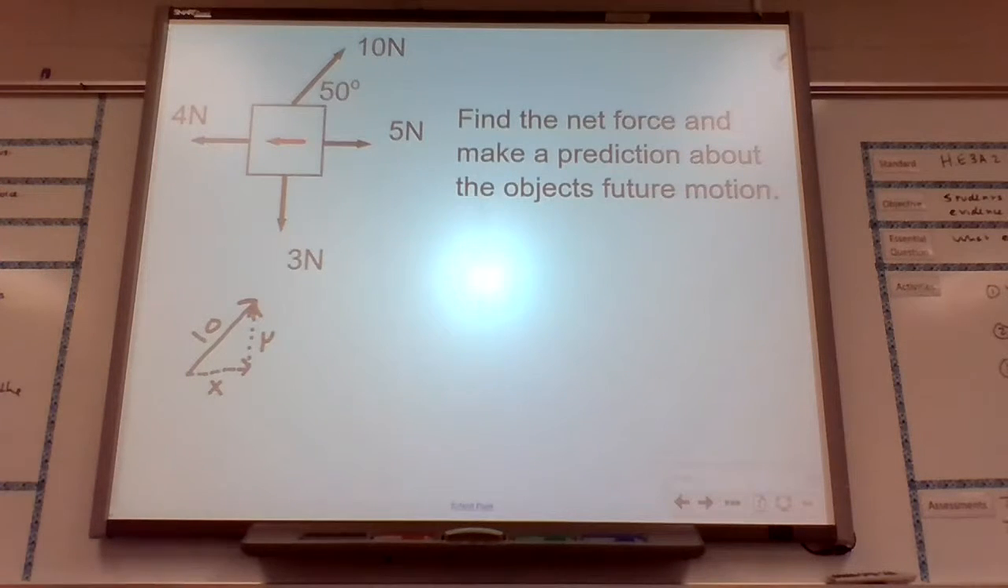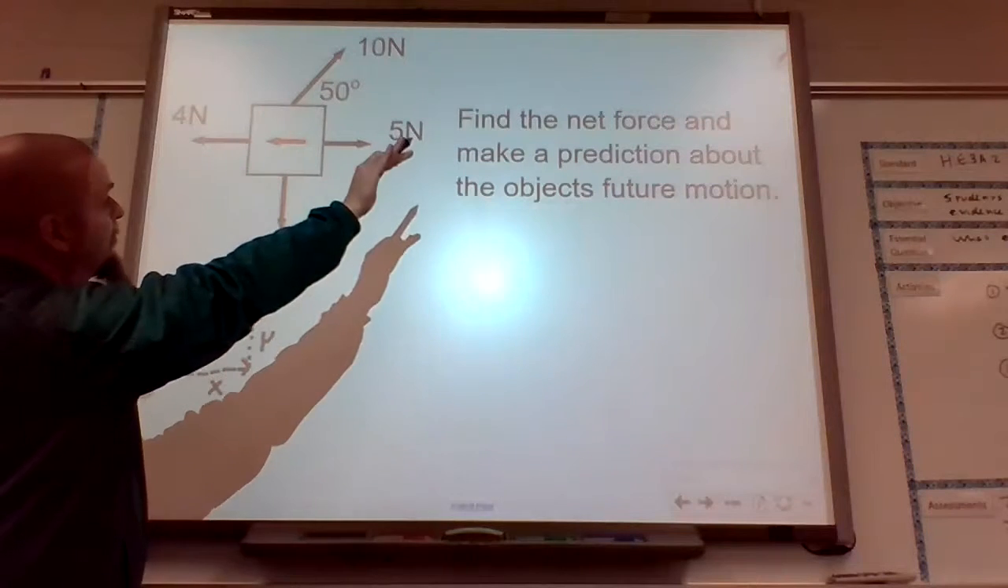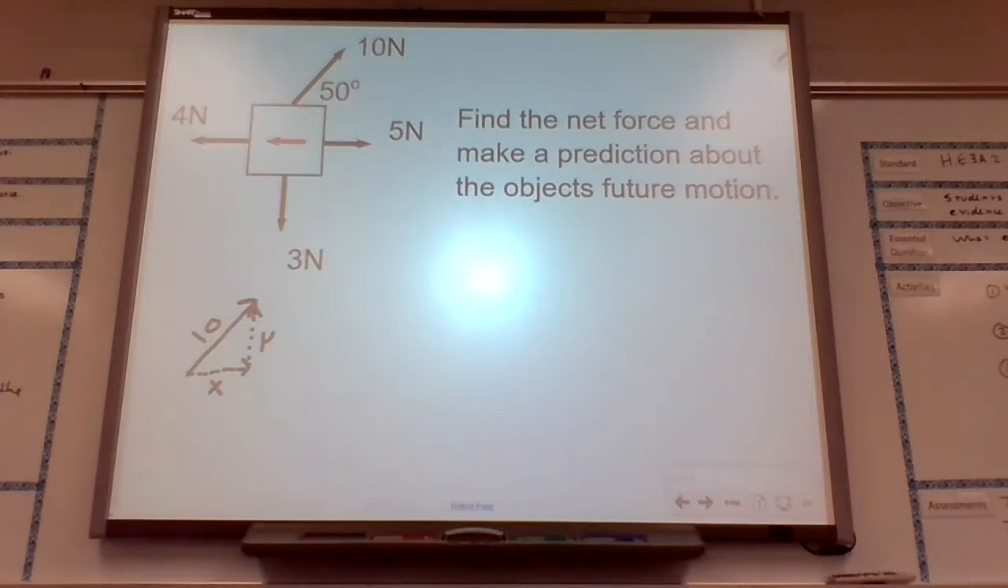And again, what I'm going to do is break this down into its x and y components so I can take it out of that drawing altogether and replace it with something I can work with. This is where sine and cosine come into play, and you've got to know what sines and cosines are all about.